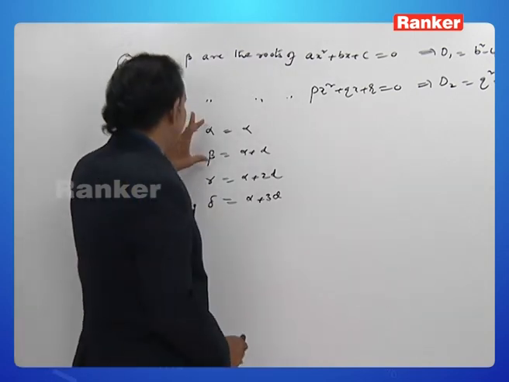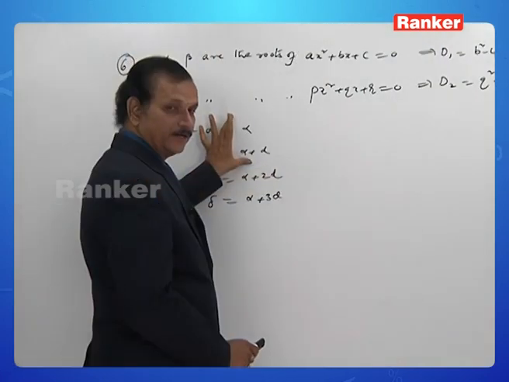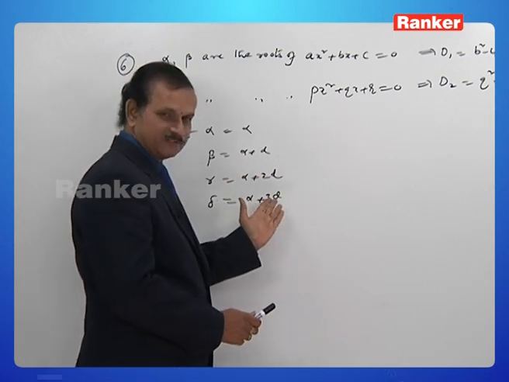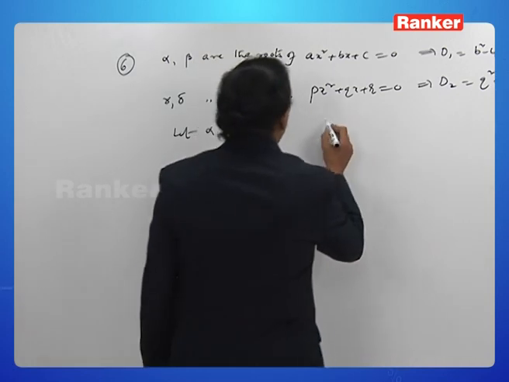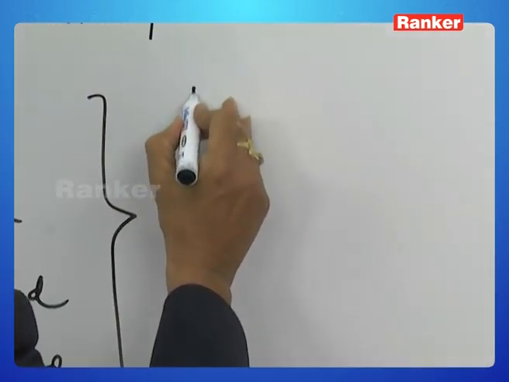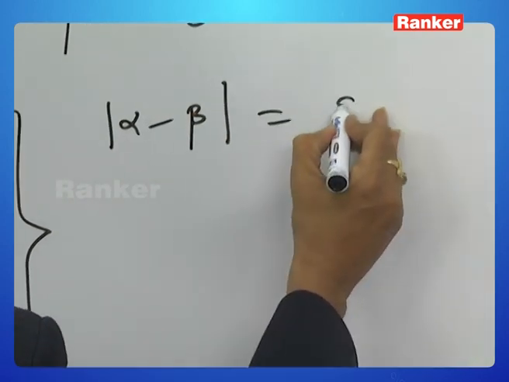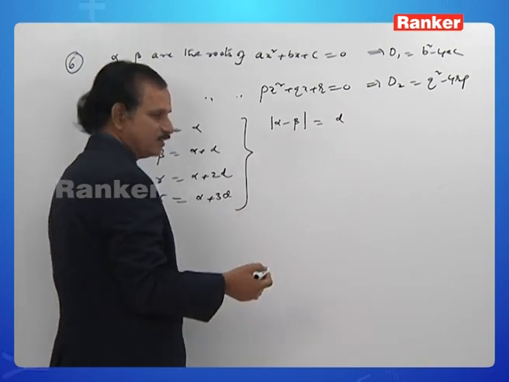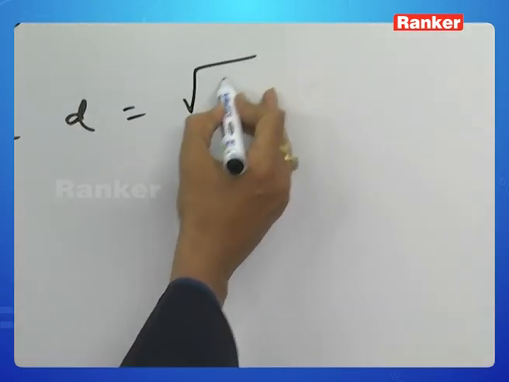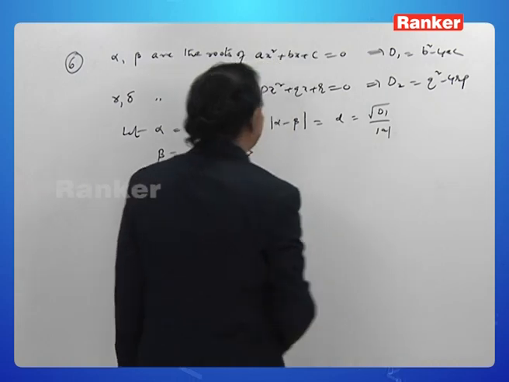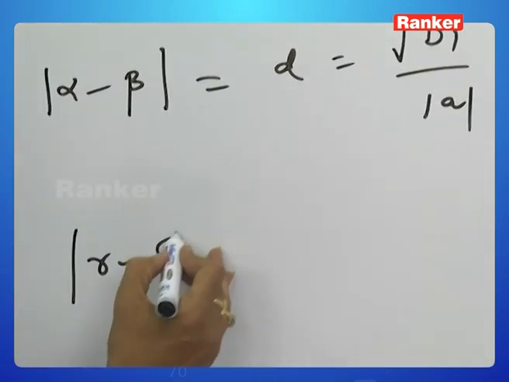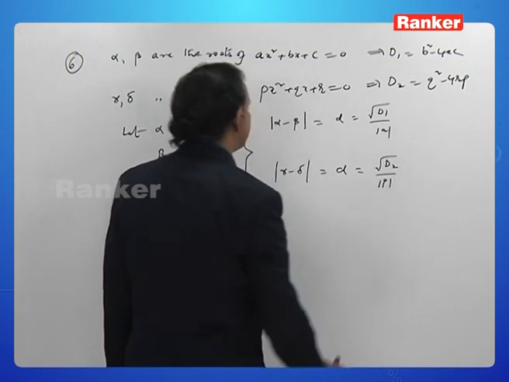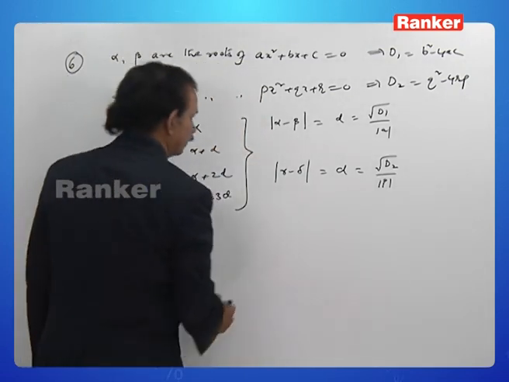Well, observe alpha and beta. What is the difference of alpha and beta? d. What is the difference of gamma and delta? d. Why? Because this is alpha plus 2d and this is alpha plus 3d, hence the difference is d. Therefore, what can we observe? Mod alpha minus beta is of course d. But from our fundamental knowledge of quadratic equations or expressions, we know that the difference of the roots is nothing but square root of discriminant by mod a. And similarly, difference of the roots gamma and delta is again d. This is root D2 by mod p. Right? From this, what can you see?